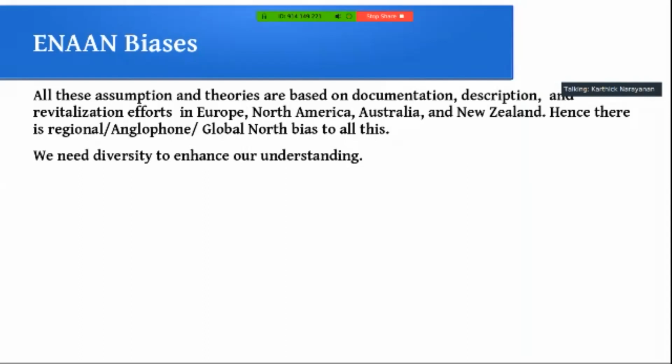This is called inherent bias, a term coined by Gerald Roche. This inherent bias is a hindrance for us to understand both language endangerment and what happens to these endangered languages and to the speakers of these endangered languages. So I invite you all to enhance our understanding by diversifying this research. Thank you. And I think I took a long time.